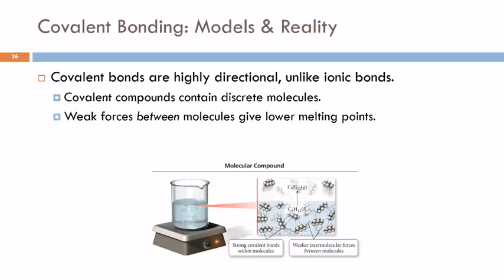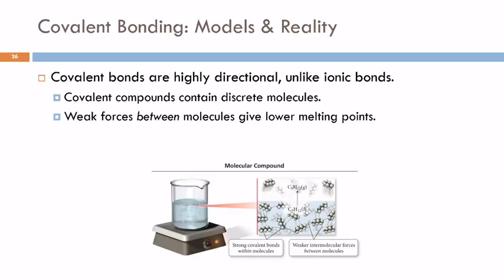Covalent compounds have discrete molecules, and the Lewis theory helps us understand that. In an ionic compound, you have positive and negative charges, and they are attracted to each other in all dimensions. In a covalent bond, those electrons are shared between 2 particular atoms, so we say that bond is directional. Because the bonds are highly directional, we have individual molecules.